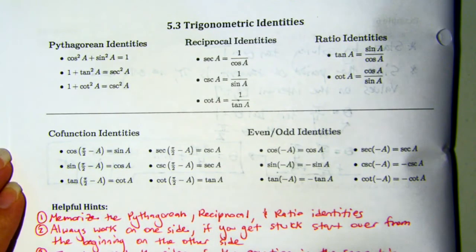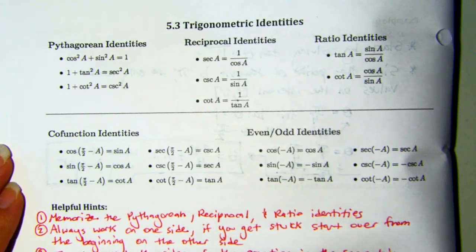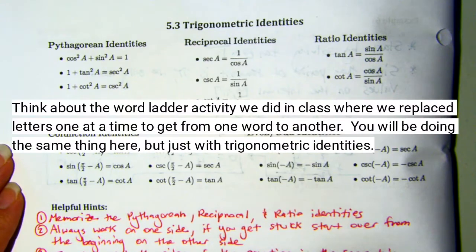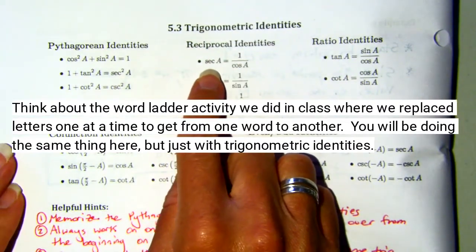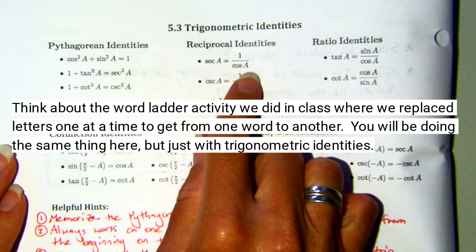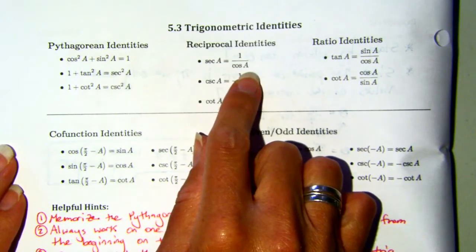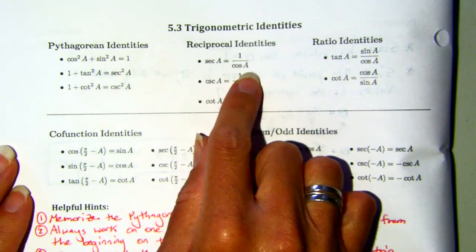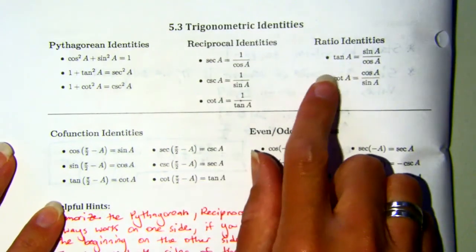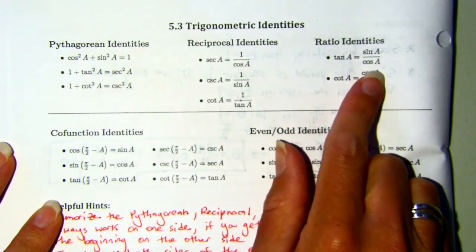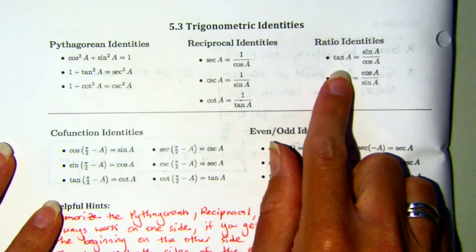As long as you have two things that are equivalent to each other, you can always replace them with their equivalents. So for example, our reciprocal identities, we've seen them before. We could replace the secant of A by 1 over the cosine of A. Or we could also replace the cosine of A by 1 over the secant of A. We could replace tangent of A with sine of A over cosine of A. Or we could replace sine of A over cosine of A with tangent of A.